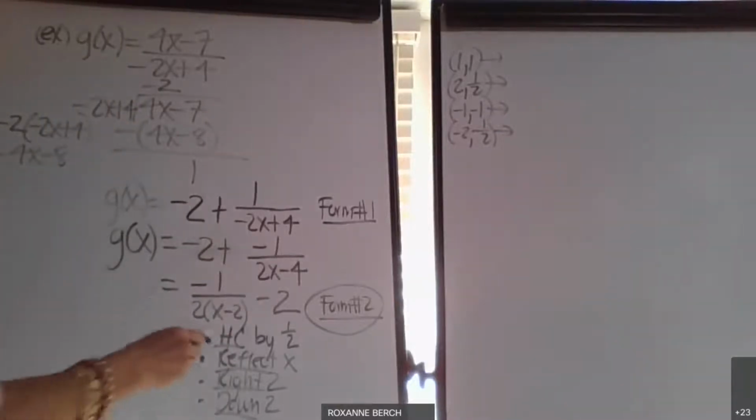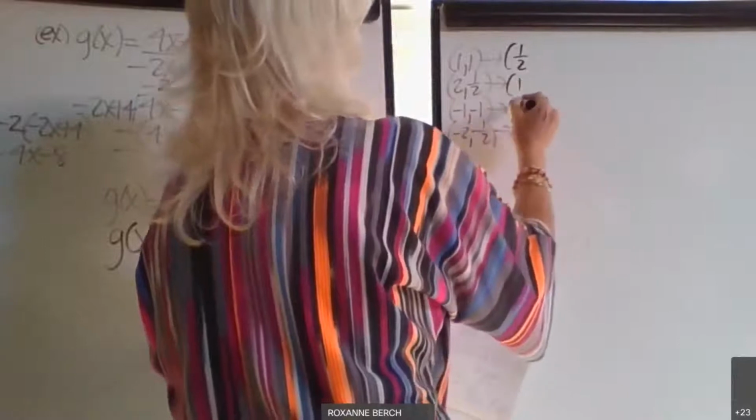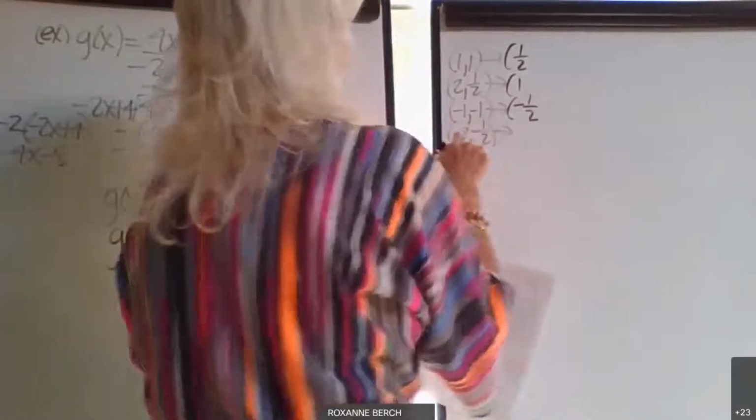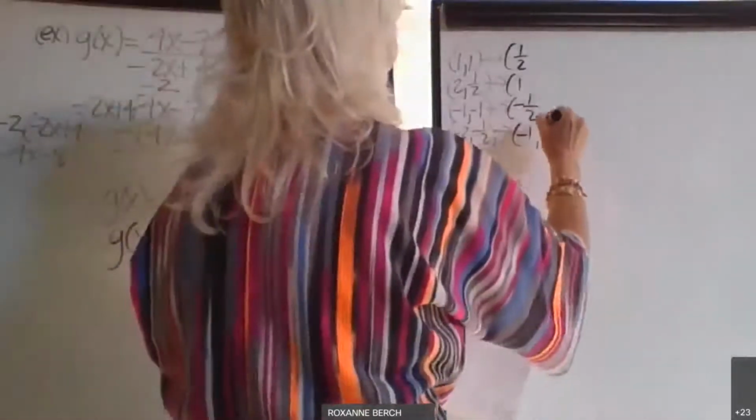All right, so here we go. Horizontally compressed by 1/2. 1/2 of 2 would be 1. 1/2 would be negative 1/2. And half of that would be negative 1.